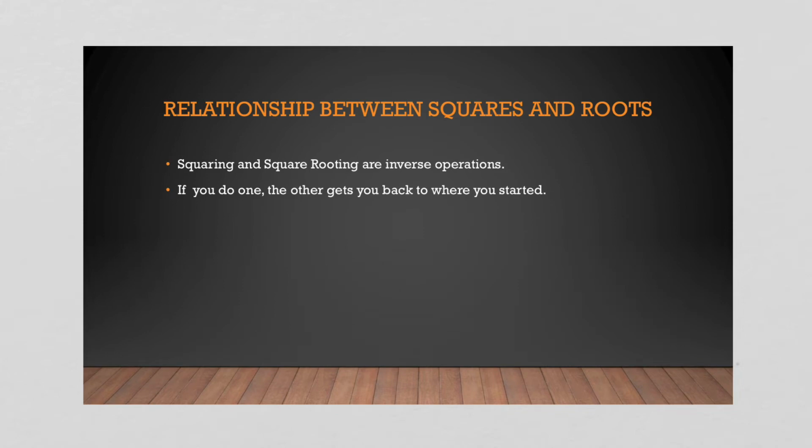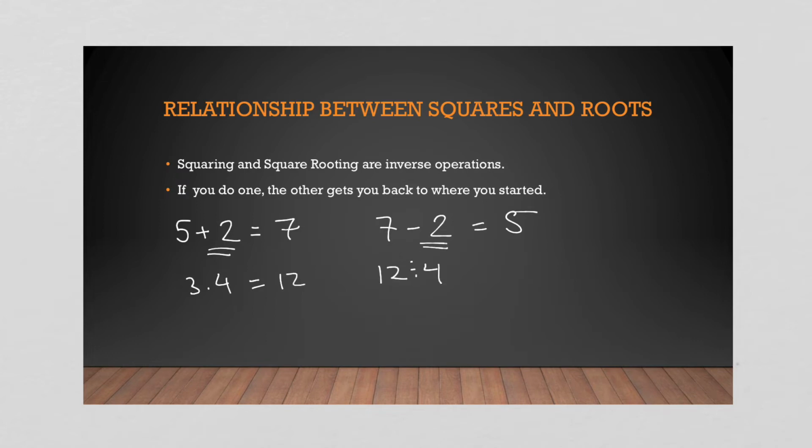So the relationship between squares and square roots is an inverse. It's like a zipper. So it's like addition. So 5 plus 2 equals 7. Well, the inverse of addition is subtraction. So you take your result and you do the opposite of what you did, and you get back to 5. Right? So I added 2 and then I subtracted 2. Same with multiplication. 3 times 4 is 12. Well, the inverse of multiplication is division. 12 divided by 4 gets me back to where I started, right? Zip, unzip. Zip, unzip.